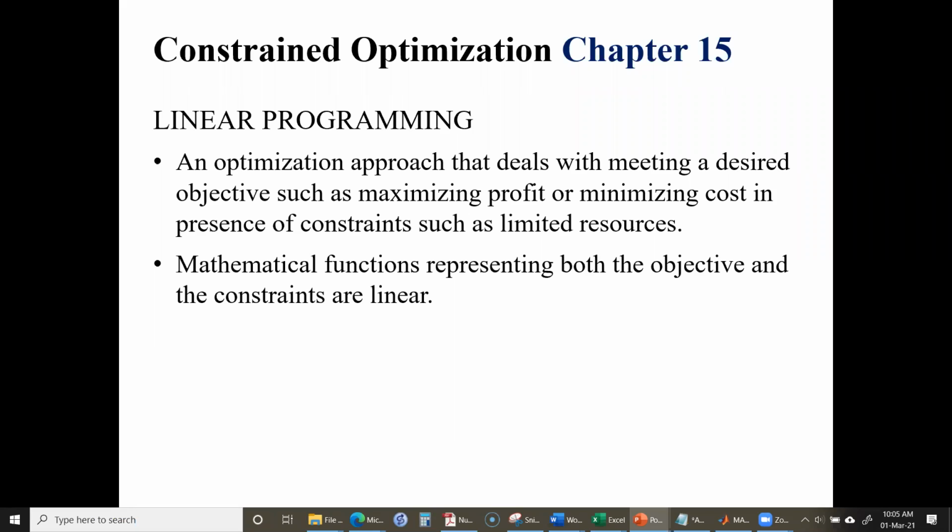Then we will look at the computer application of this method. So we will use the Solver add-in to solve this linear programming problem. And then we will also look at the methods or functions which are available in the MATLAB programming language to solve this linear programming problem.